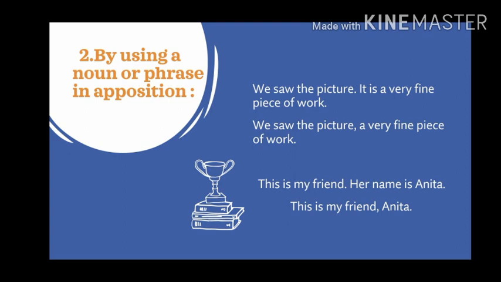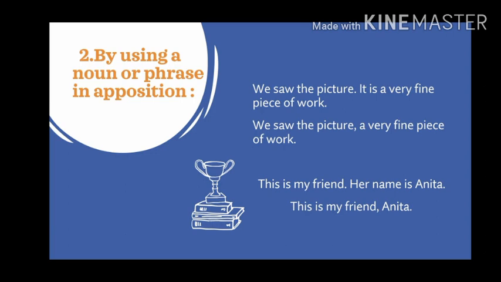Second one is by using a noun or phrase in opposition. Example, we saw the picture. It is a very fine piece of work. Two simple sentences are given. We can make a simple sentence like this. We saw the picture, comma, a very fine piece of work.